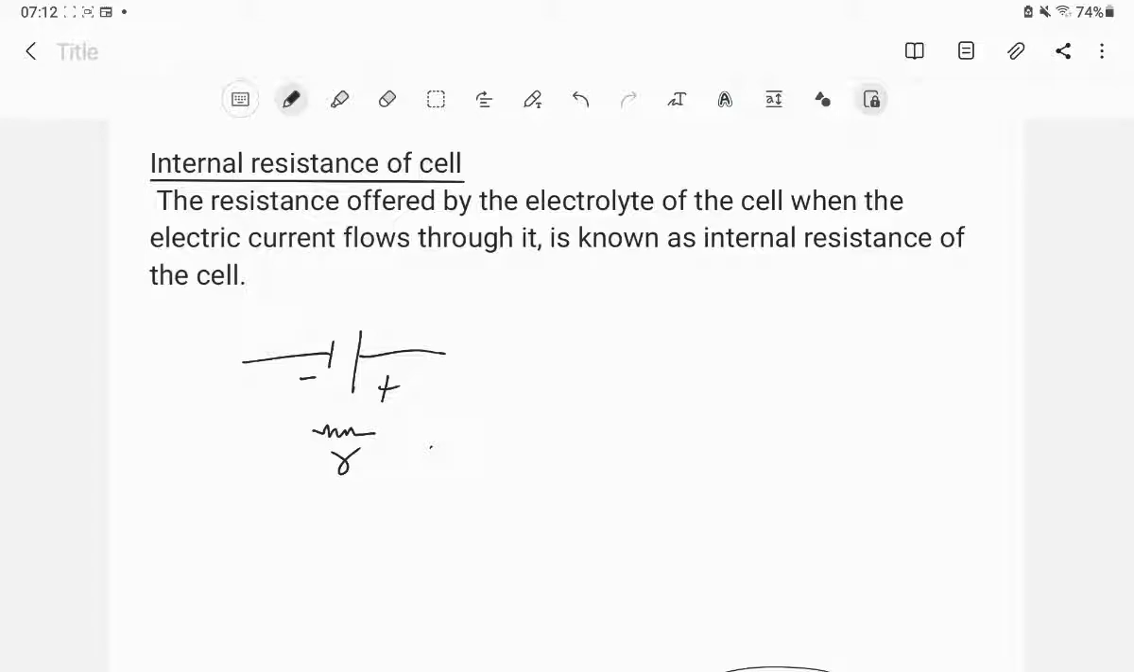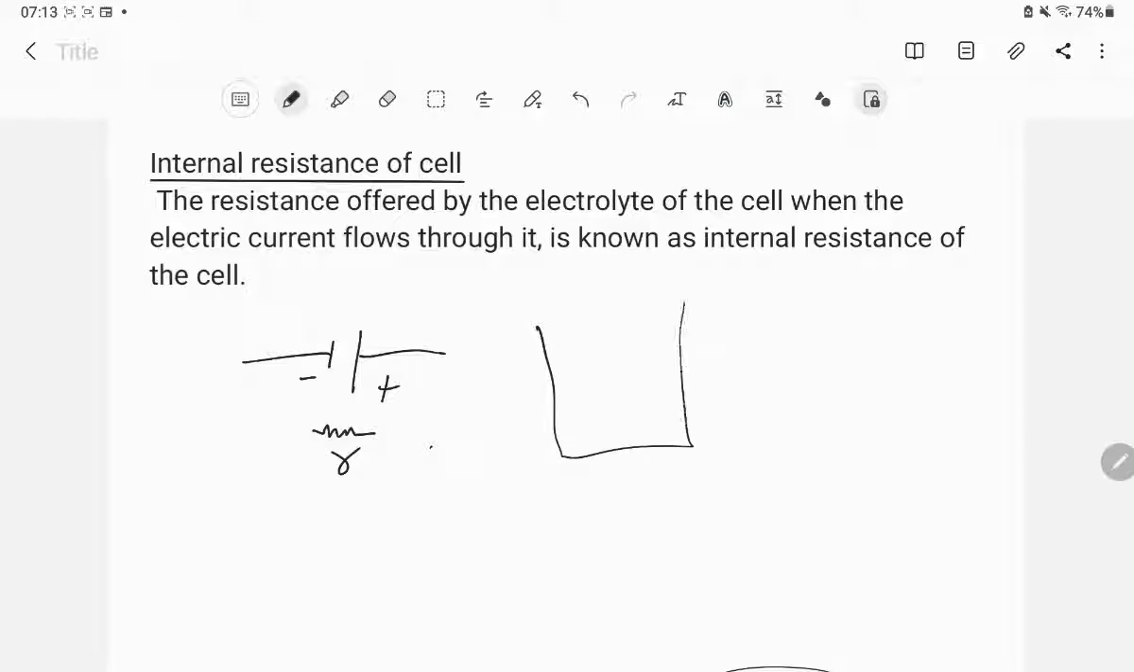So when the current flows through the cell, its electrolyte offers resistance to the flow of current. It is because ions have to move against the background of other ions and the neutral atoms. So the resistance offered by this electrolyte of the cell when the electric current flows through it is called its internal resistance.